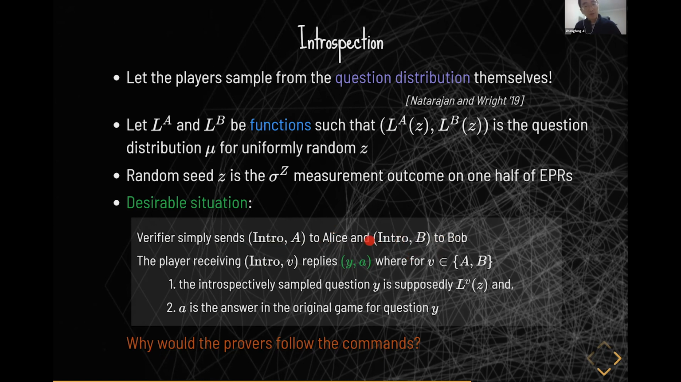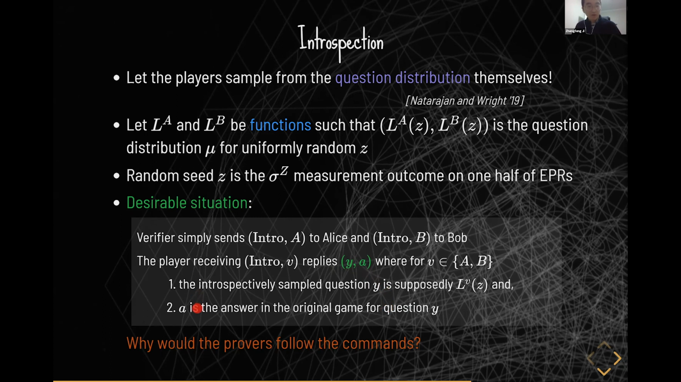And upon receiving these questions, the players will have to reply with a pair Y and A, where this Y is the introspectively sampled question. So it's LA applied to Z. And this A is what Alice would respond if Y is the question she received from the verifier. Okay, so both the question and answer are now sampled and measured by the verifier.